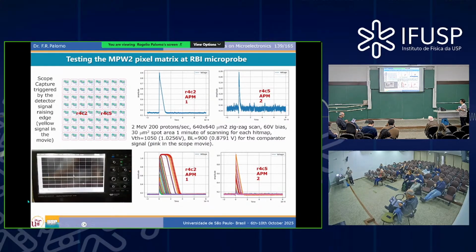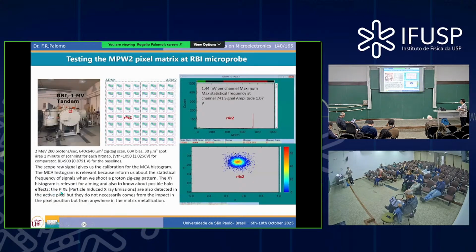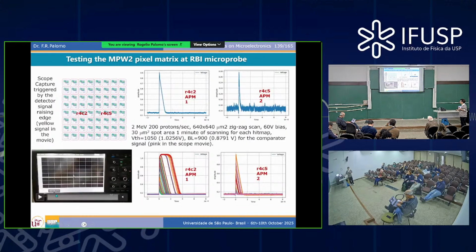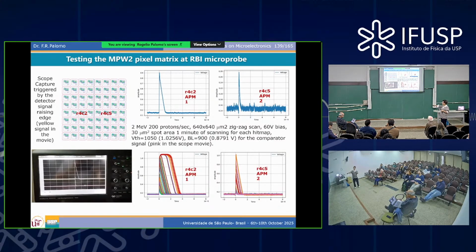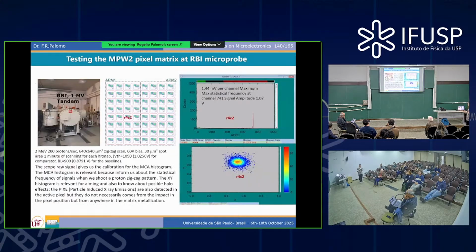That's a particle physics experiment, real time, yes. And also the hit signal from the comparator. Okay. That's a detail of the tandem.